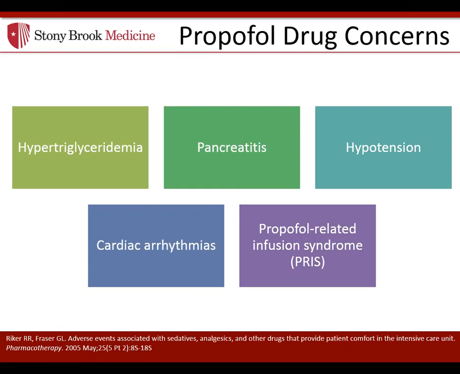And the mechanism behind it is unknown, but it's theorized to be due to alterations in liver metabolism of the lipid emulsion. And the clinical features of PRIS, it usually presents with metabolic acidosis, acute renal failure, rhabdomyolysis, transaminitis, and hypotension and bradycardia, and sometimes hyperkalemia and hypertriglyceridemia.